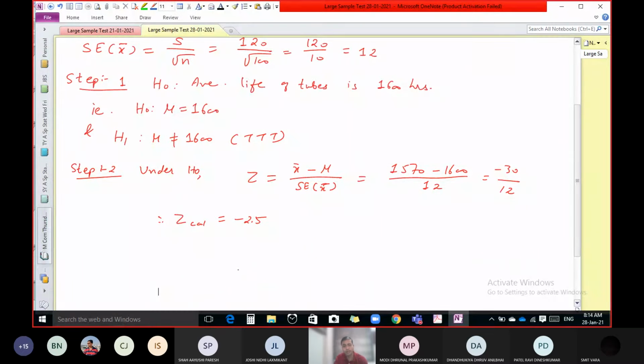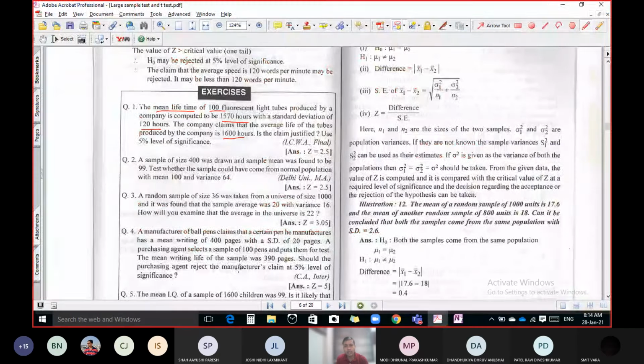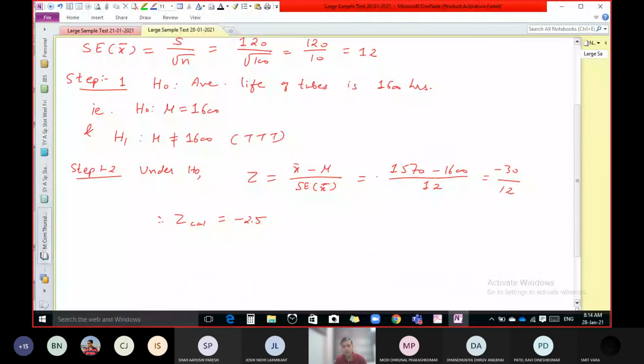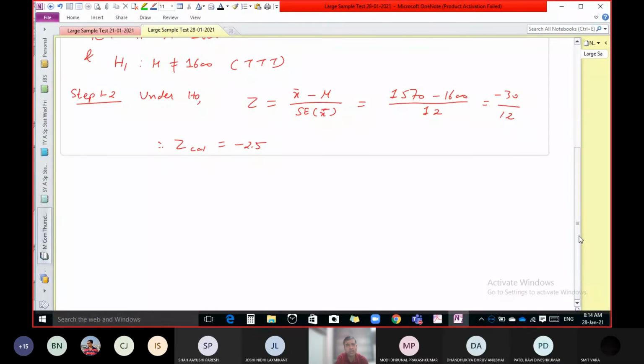30 divided by 12. Now see here the Z value is given as 2.5. In this particular book it is assumed that you always take the modulus value of Z, but it is not required. That is another approach, to take the modulus value, but not necessary. So no need to take the absolute value. You can consider this as your final value. Minus 2.5 is our final value. So that is the end of step 2.